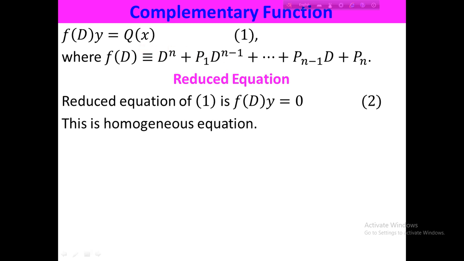This is a homogeneous equation because, if you notice, on the left hand side the powers of y, dy by dx and the other derivatives are 1. But in the original equation, if you consider the right hand side as a function of x, it is not multiplied by y, so this is not homogeneous. But if you put q of x equal to 0, you can write 0 dot y. Therefore all the powers of y and its derivatives are 1, and on the right hand side you can write 0 dot y, so the power of y is 1.